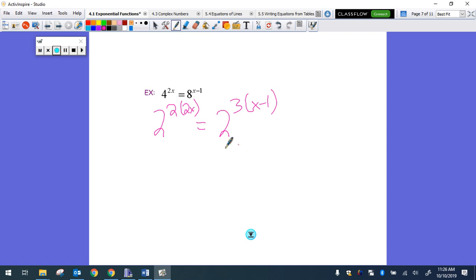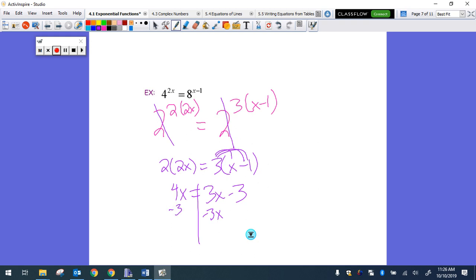So again, here's how I did it. I said 2 to the 2nd is 4, and I said 2 to the 3rd is 8. And then I brought down that 2x, and I brought down that x minus 1. So now I have a common base of 2, so I can mark out the 2's. So I have 2 times 2x equals 3 times x minus 1. And we're going to solve it. 2 times 2x is 4x. And we're going to distribute. 3 times x is 3x. 3 times 1 is 3. I'm going to move this 3x over here by subtracting it. 4x minus 3x is just x, equals -3.